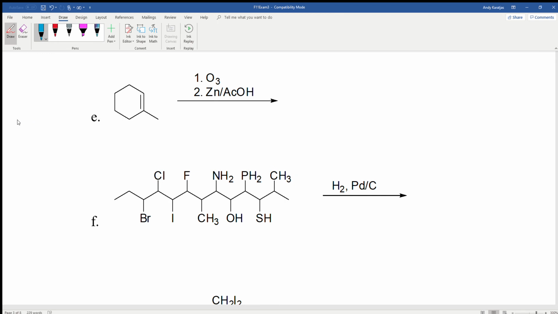Part E, we're looking at ozonolysis. And ozonolysis is a reaction that will completely cleave the carbon-carbon double bond. What we end up with is a carbonyl, whether an aldehyde or a ketone, on both carbons of what was the alkene. In many cases, that will give us two separate compounds as the product, but here, because the alkene is part of a ring, it will open up the ring, but it'll still be one product.